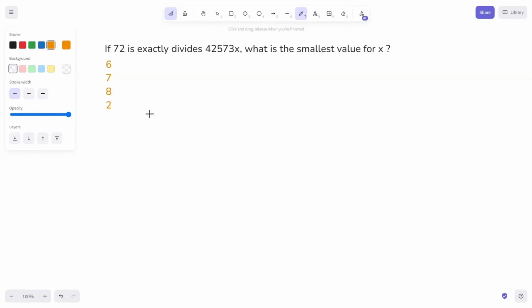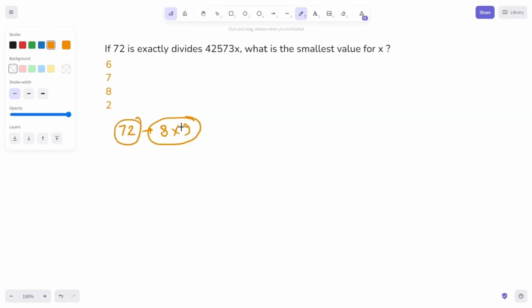So as you can see, this is our question. If 72 exactly divides 42573x, what is the smallest value for x? These are our options. So what is 72? Let's understand this. 72 is nothing but 8 into 9. So if a number is divisible by both of these numbers, this means that particular number will also be divisible by 72.